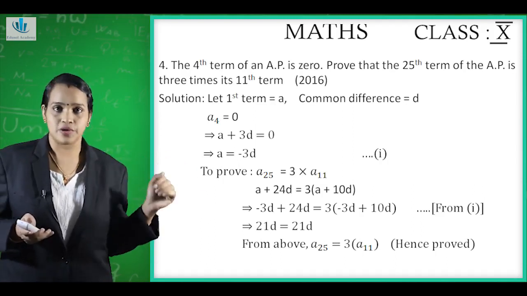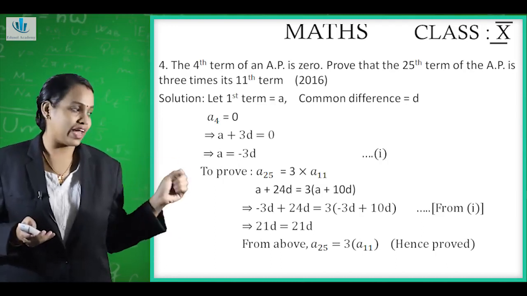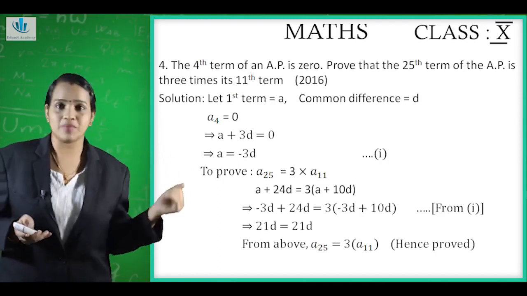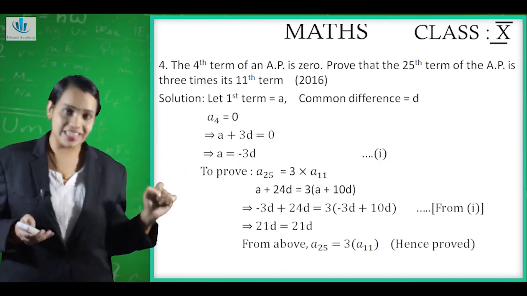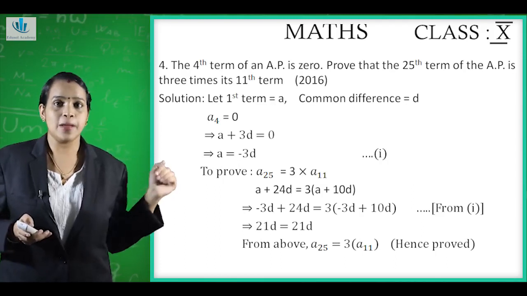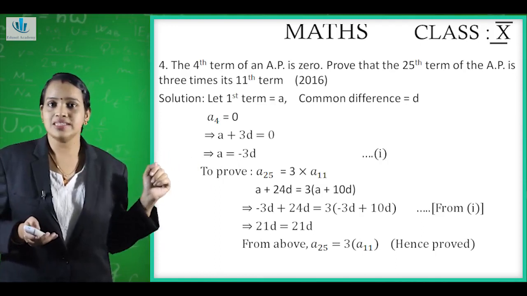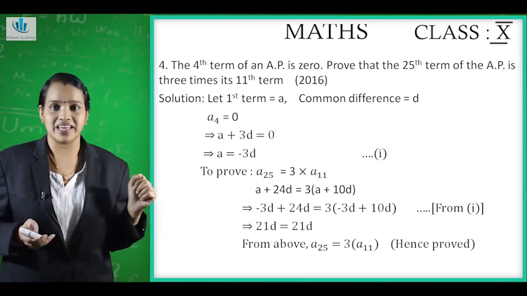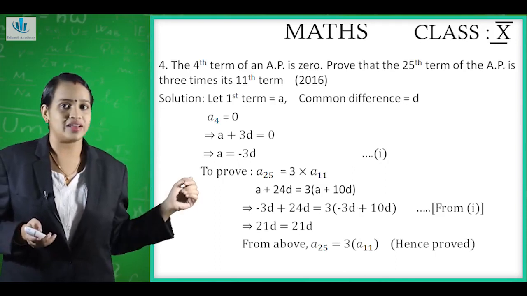Now what we have to prove? We have to prove A25 is equal to 3 times A11. The 25th term will be A plus 24D, and 3 times A11 is 3 into A plus 10D. Therefore, minus 3D plus 24D is equal to 3 into minus 3D plus 10D. 21D is equal to 21D. From above, A25 is equal to 3 times A11. So, hence it is proved.